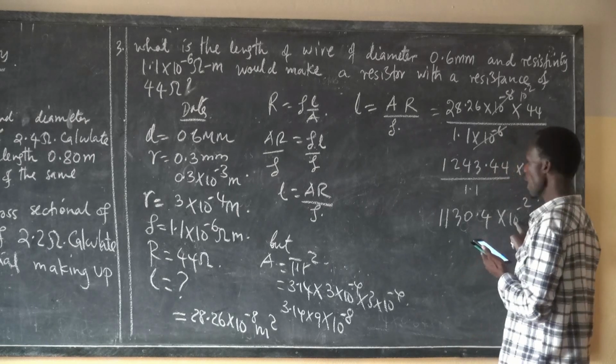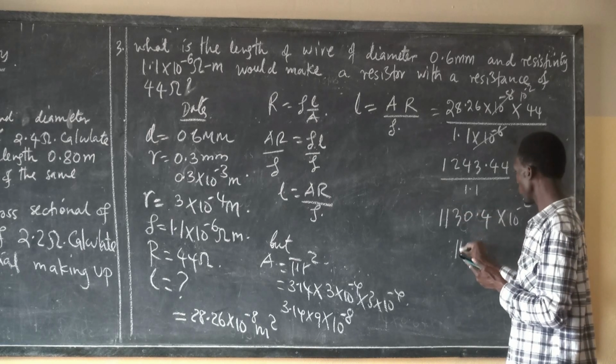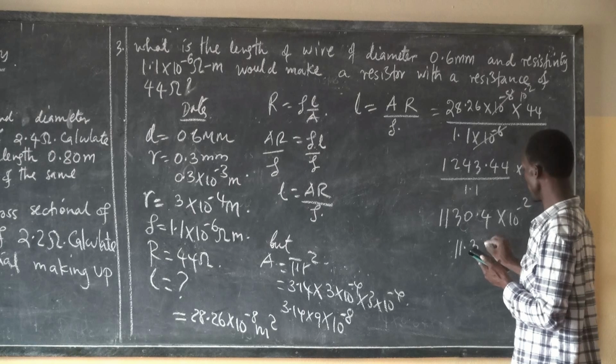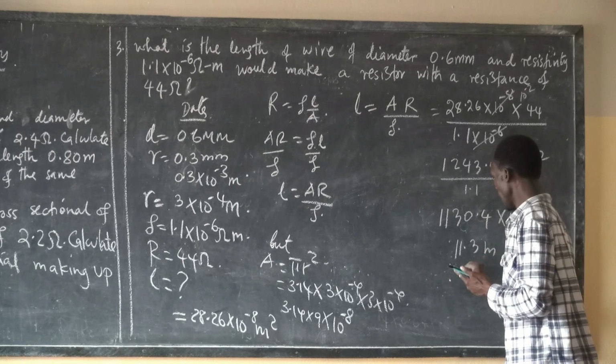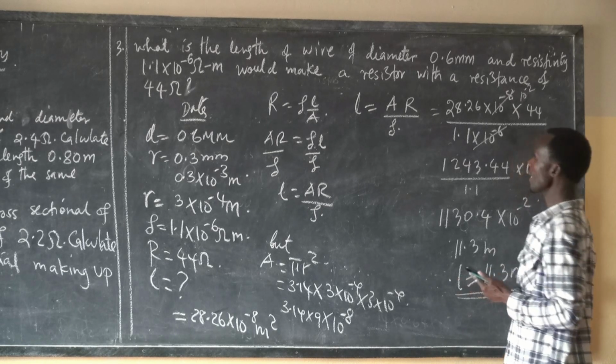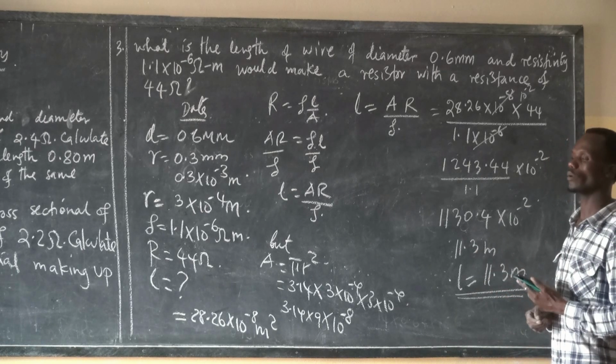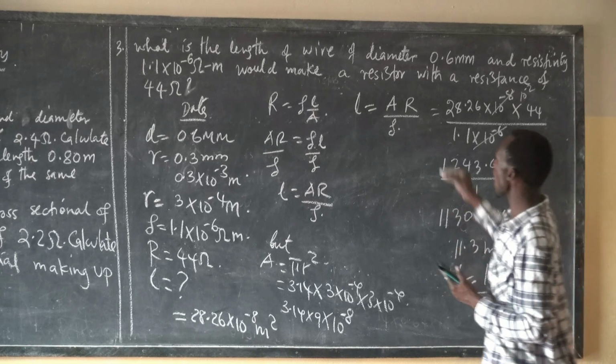In short, the decimal point moves back how many places? 1, 2. It will be equal to 11.3 meter. Now therefore, the length is equal to 11.3 meter. Now the length of the conductor is equal to 11.3 meter. That is what you were asked.